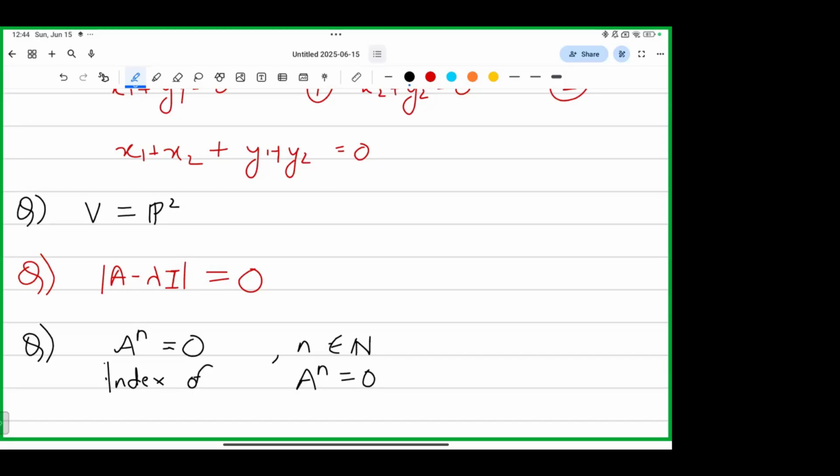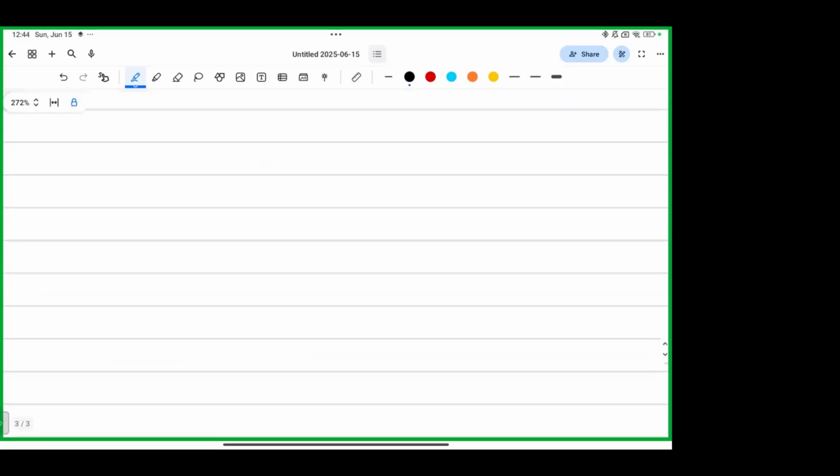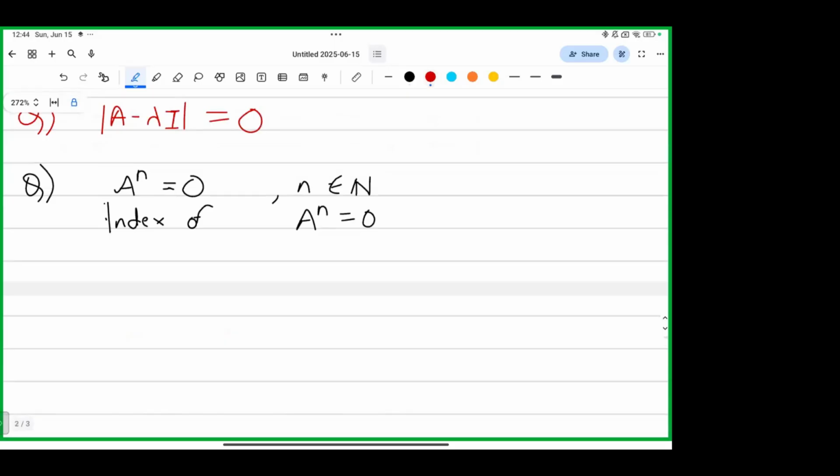The last question is: the index should be less than or equal to the order of that matrix. Is it true or false? Are you getting my question? The question is, the index is always less than or equal to the order of that matrix, or can the index be greater than the order? I think it is true.